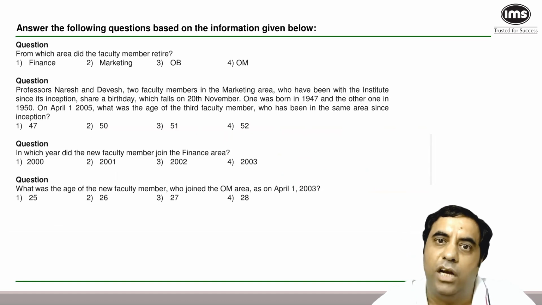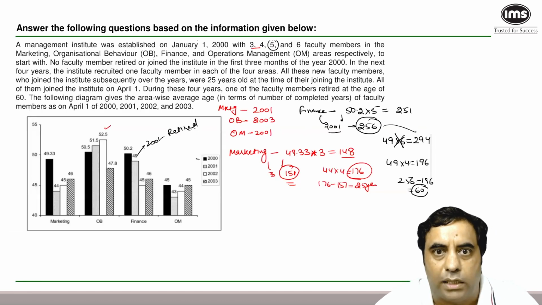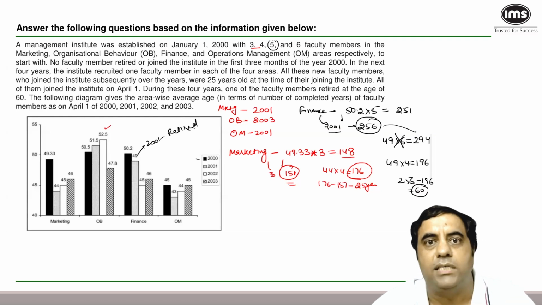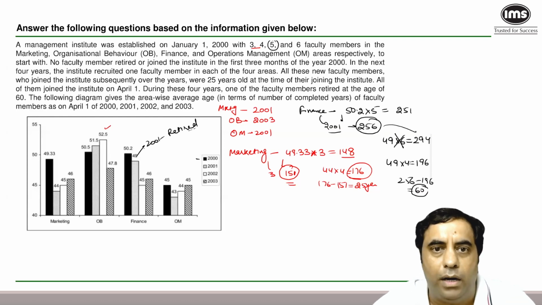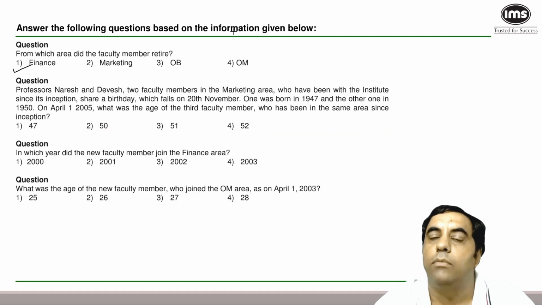Now we know that there are only 2 dips, and only in one section, and that section was nothing but finance. So that means a person has retired from the finance department in the year 2001. Okay. So from which area did the faculty member retire? It's got to be nothing but finance. That means my answer is going to be option number 1.